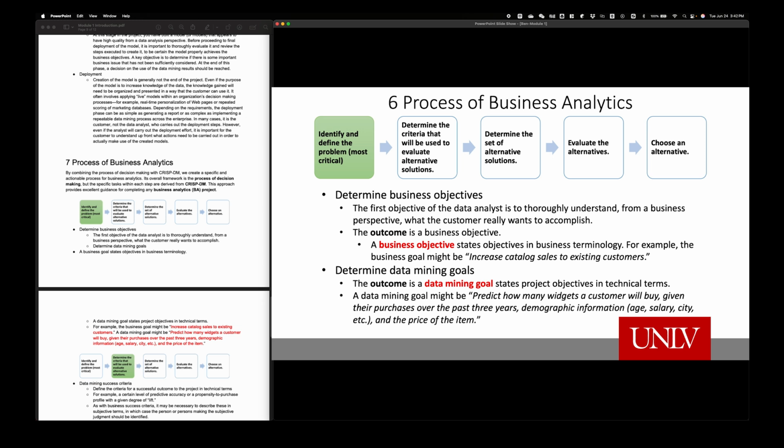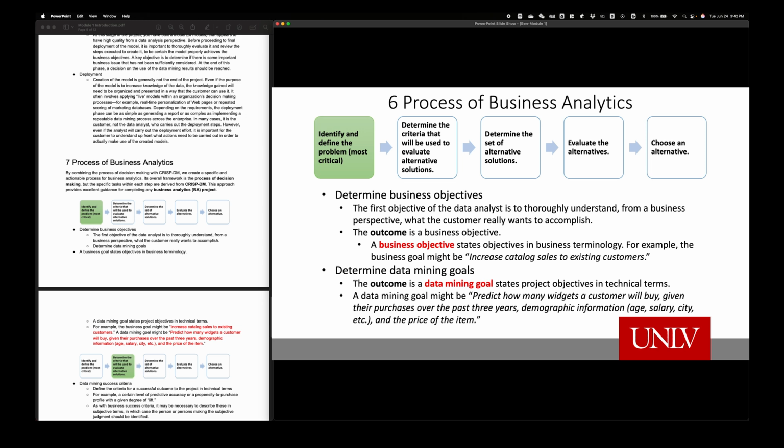So the first step is identify and define the problem, which includes two key tasks. Determine business objective, which is to clearly understand from a business perspective what the company actually wants to achieve. And the outcome is a business objective that states objectives in business terminology. For example, the business objective could be increase catalog sales to existing customers.